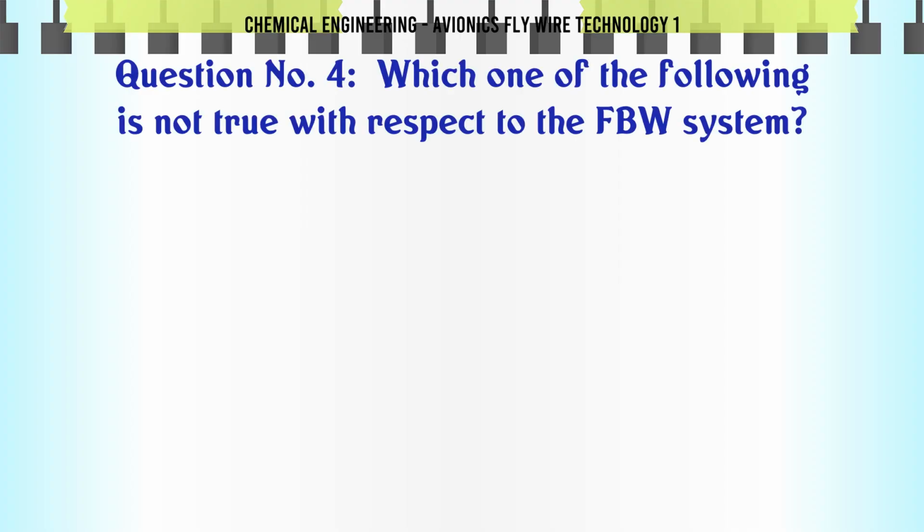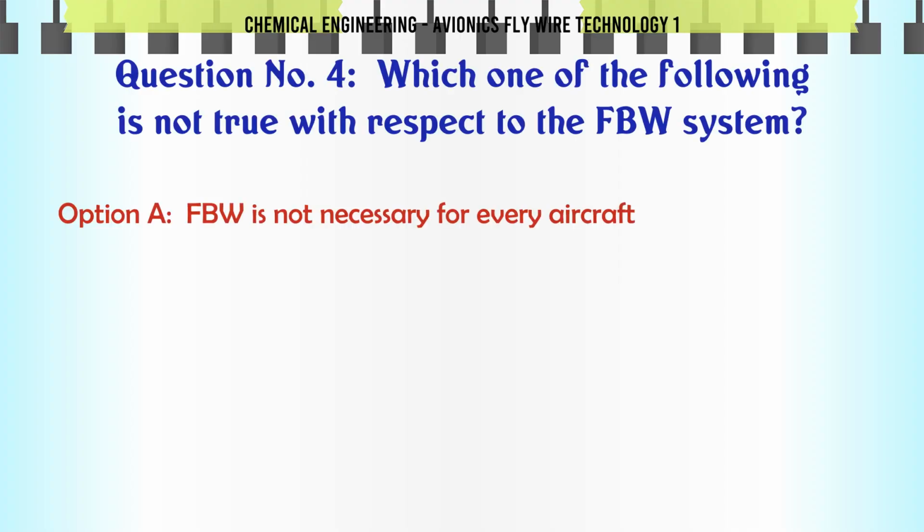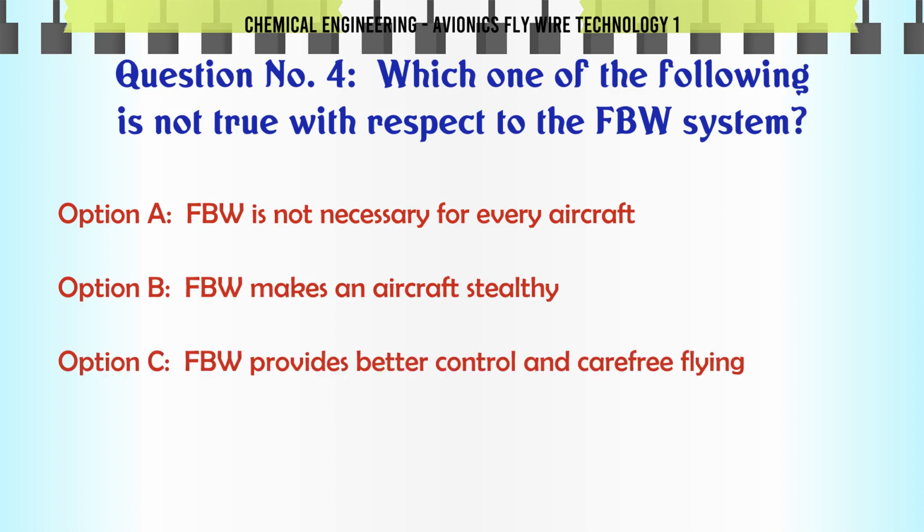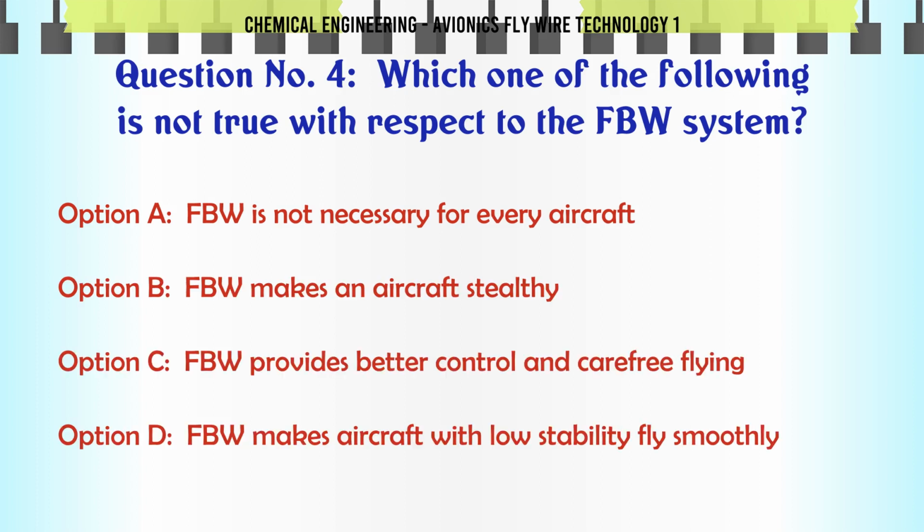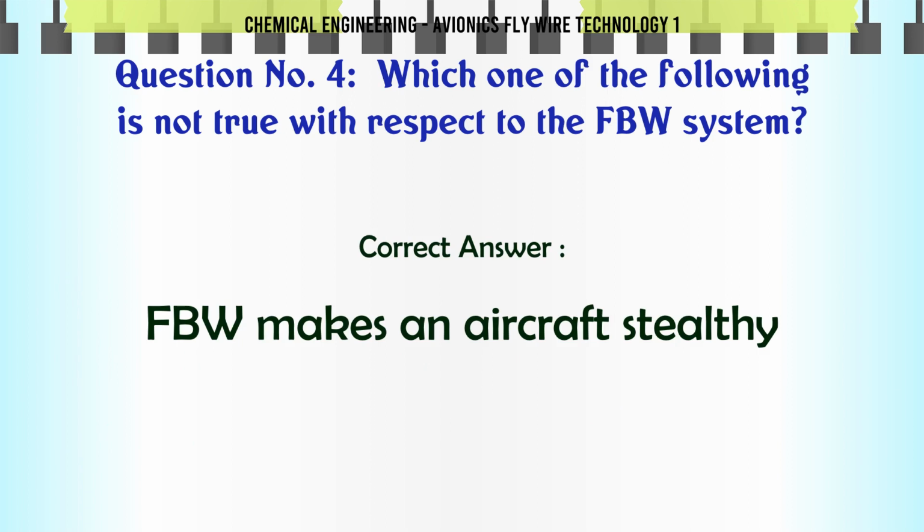Which one of the following is not true with respect to the FBW system? A. FBW is not necessary for every aircraft. B. FBW makes an aircraft stealthy. C. FBW provides better control and carefree flying. D. FBW makes aircraft with low stability fly smoothly. The correct answer is FBW makes an aircraft stealthy.